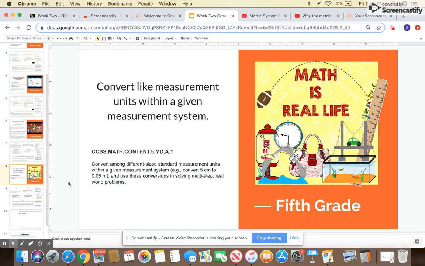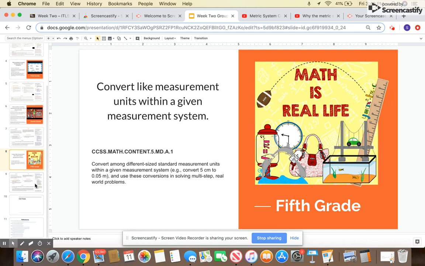We move on then to the 5th grade measurement and data standard, which again is converting like measurement units within a given measurement system. This one focuses on converting the different size measurements in a given system and then using the conversions to solve real world problems. Over here, I included a little math is real life picture. This is great just because students often ask, how is this related to us? How am I ever going to use this? That's why this standard I think is perfect, because it really helps students use it in their real life.